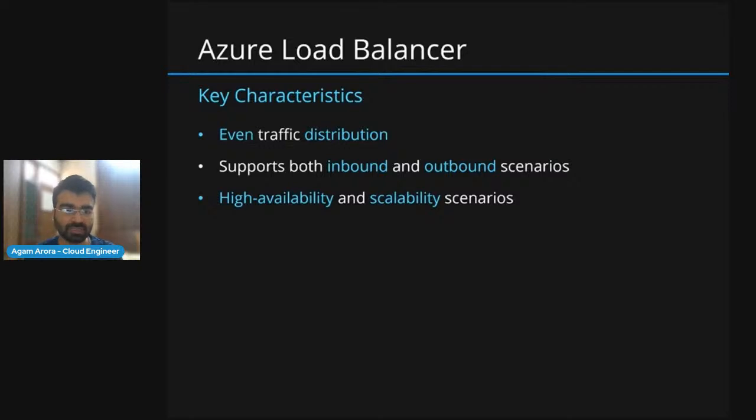So these are the main characteristics. Even traffic distribution. It supports inbound and outbound scenarios, and the main function is to maintain the availability of the servers and other resources in the Azure VNet. We can also use it for the scalability scenario. Also, load balancer is used to provide security.